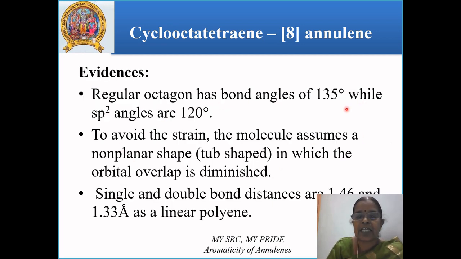A regular octagon has a bond angle of 135 degrees. The sp2 carbon bond angle is 120 degrees. This deviation in bond angle means the molecule cannot exist as a planar octagon. Instead, it exists in a tub shape. So bond length alternation is observed, 1.33 Angstrom and 1.46 Angstrom, as in polyenes.